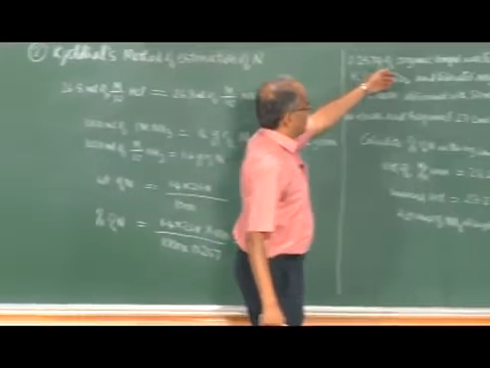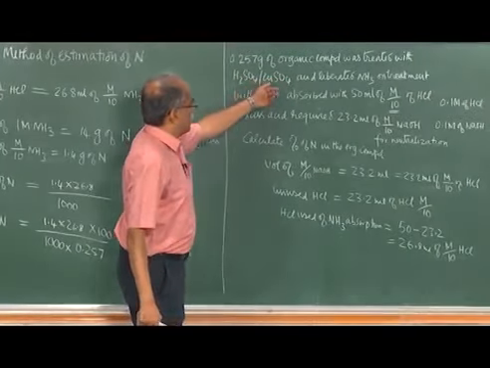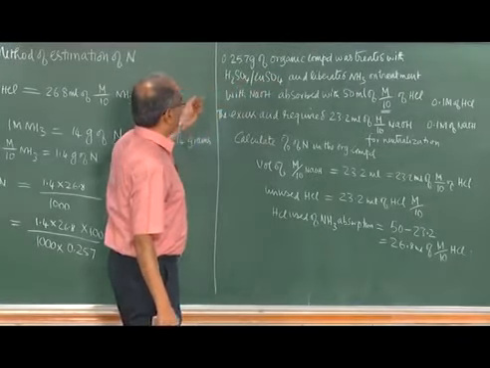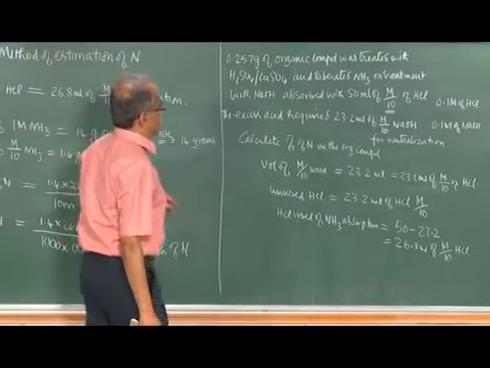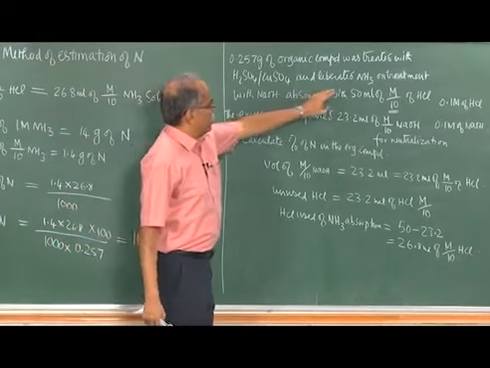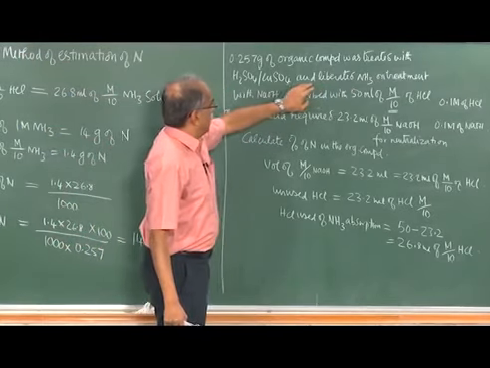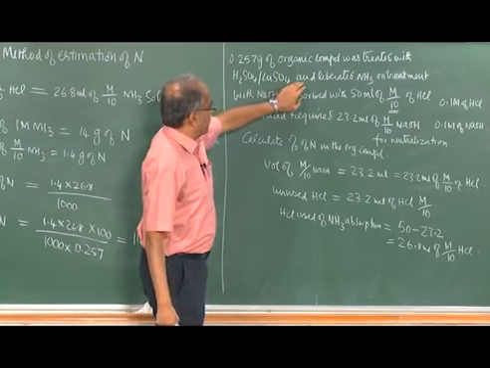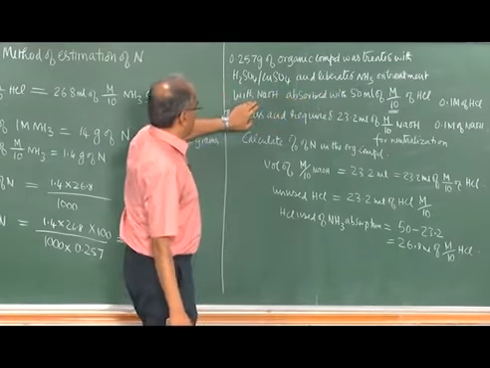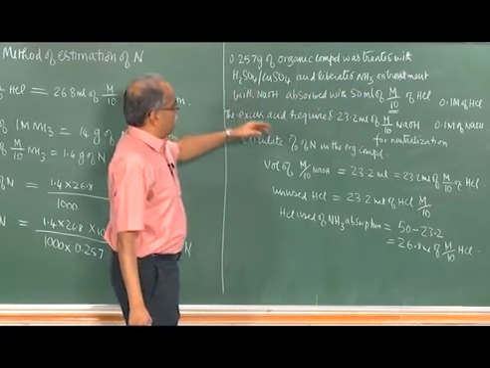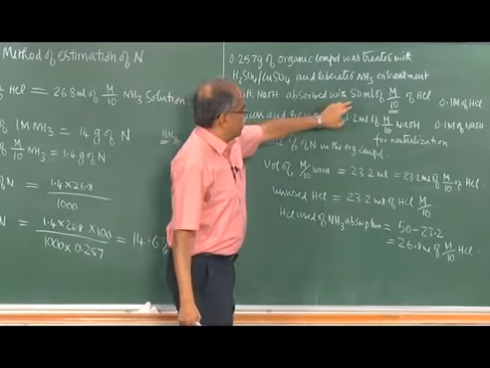0.257 grams of an organic compound is treated with sulfuric acid and copper sulfate in a Kjeldahl reaction, that is, this methodology of estimation. It liberates ammonia. First it forms ammonium sulfate. The ammonium sulfate liberates ammonia on treatment with sodium hydroxide. The liberated ammonia is absorbed in excess of sulfuric acid.